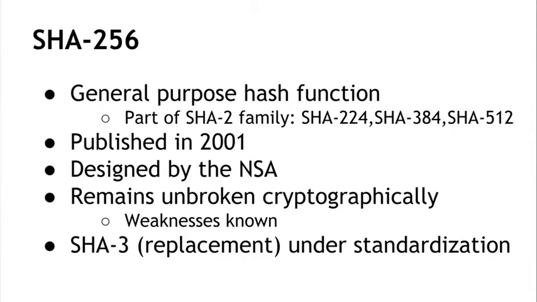It's actually part of a bigger family of functions that was standardized in 2001. It did come out of the NSA, which has led to a couple of interesting conspiracy theories by some people about its relationship to Bitcoin. But it's generally considered a fairly strong hash function. It's not broken cryptographically, although there are some theoretical weaknesses that are starting to show up. As a result, the replacement, the SHA-3 family, has already been picked, actually, and it's in the final stages of standardization today, but it wasn't available at the time Bitcoin was designed.